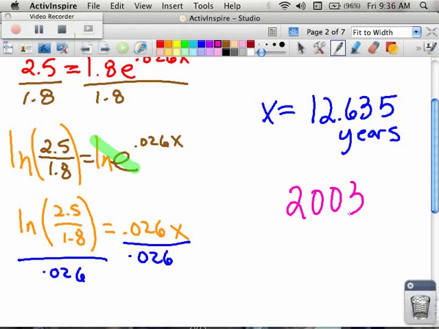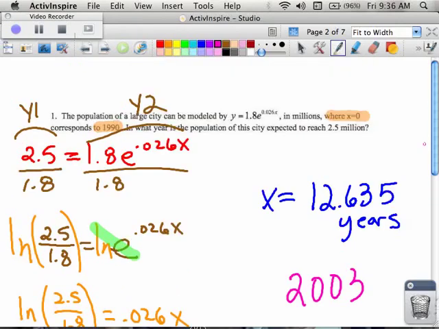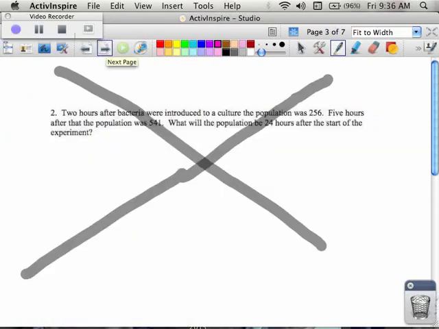If that doesn't make sense to you, feel free to write out a timeline and count out the number of years. It may help. Make sure you answer the question. The question was, what year? So that's why I was responding with the year. If you wrote down 12.635, you get all but 1 point on the exam. So make sure you know what it's asking. Oh! Number 2, cross it off.